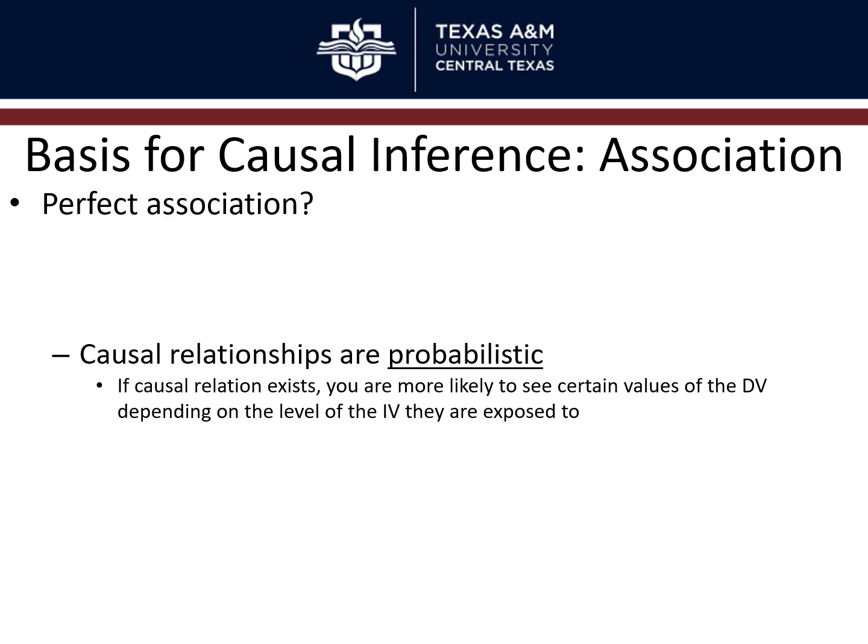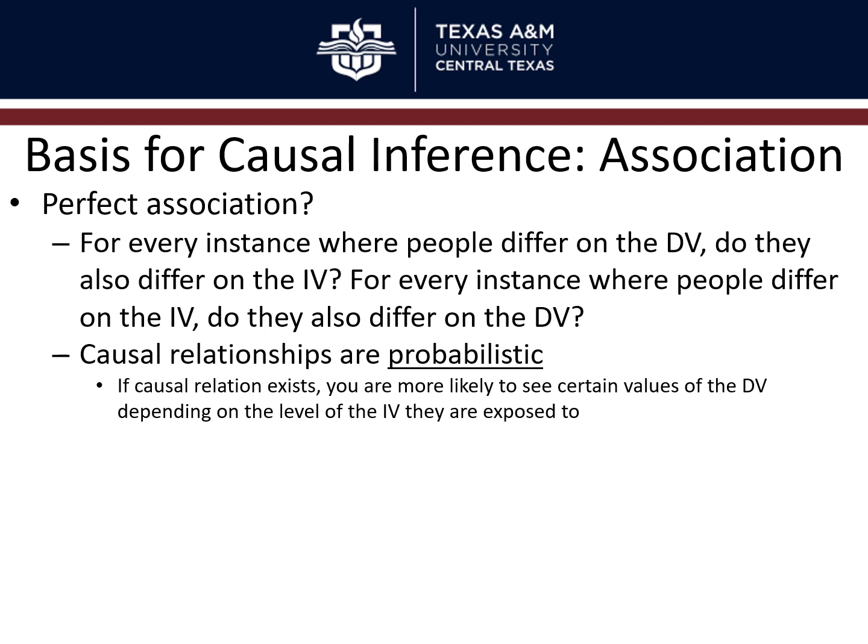So is it possible for there to be a perfect association? So for there to be a perfect association, that means for every instance where people differ on the dependent variable, they also differ on the independent variable. And for every instance where people differ on the independent variable, they also differ on the dependent variable. Right? And does that happen?